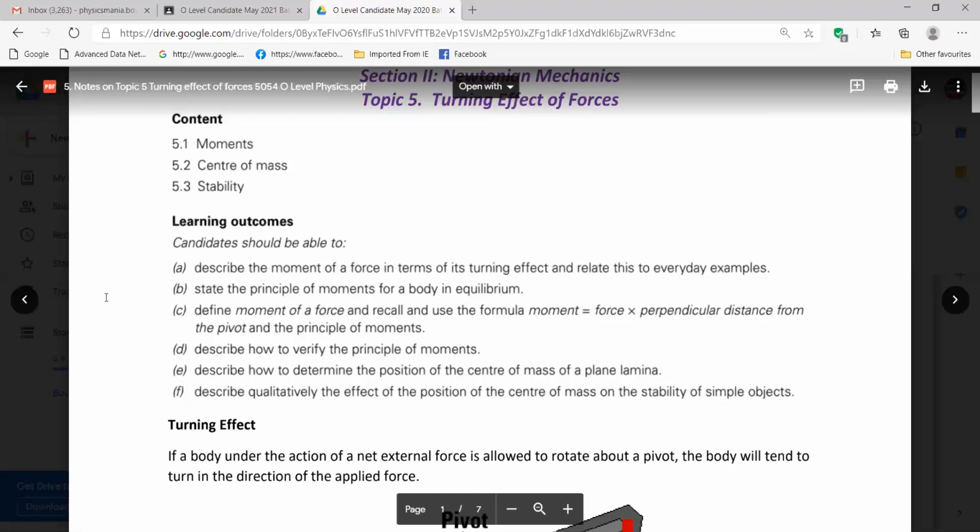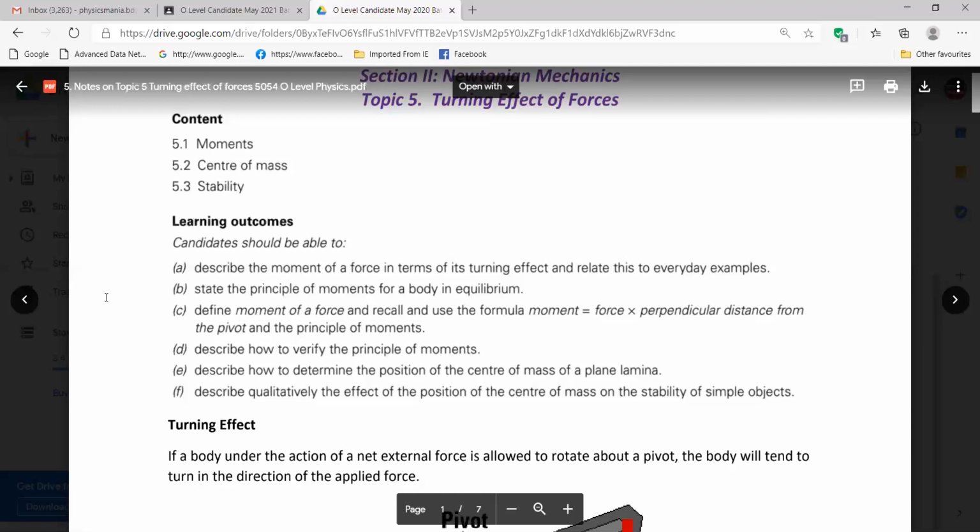Yes, if there is a change in stability, you see the effect of the position of the center of mass on the stability of simple objects. If the center of mass is lowered, then we get the object more stable. If the base area is bigger, then the object is likely to be more stable, right? If the base area is more.